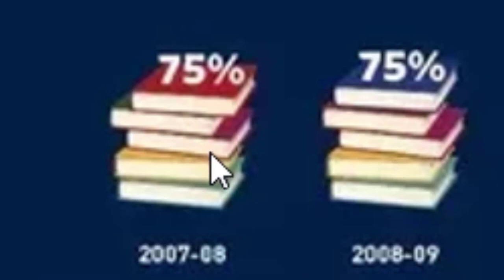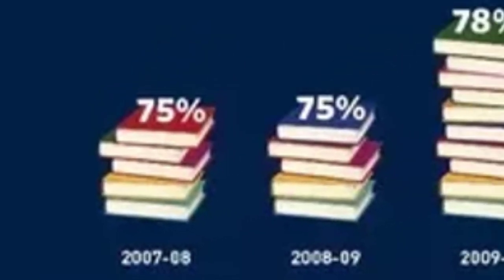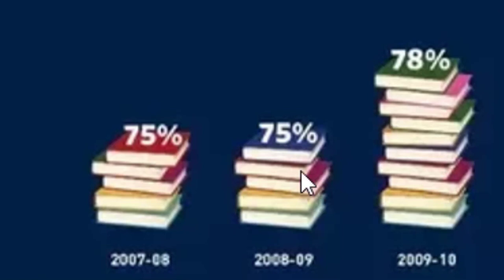Okay, so let's do some math. If you've got 75% in this stack and there's 5 books in that stack, that would mean that each book is 15%. 15 plus 15 is 30, plus 15 is 45, plus 15 is 60, plus 15 is 75. Okay, I'll buy that. Looks like it's also that way in 2008, 2009. All right, so 15, 15, 15, 15, 15. Let's go over to 2009, 2010. So if we keep the same 15% from the books, we go 15, 30, 45, 60, 75, 90, 105, 120, 135, 150%.